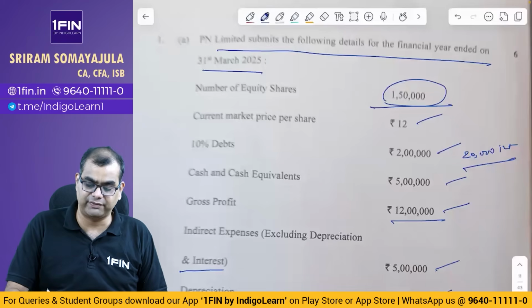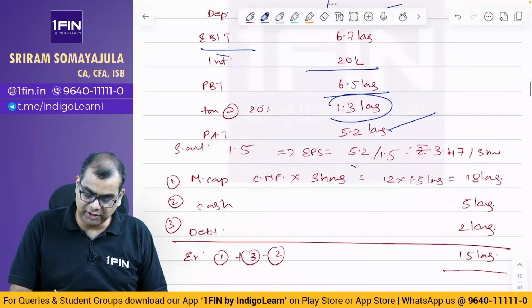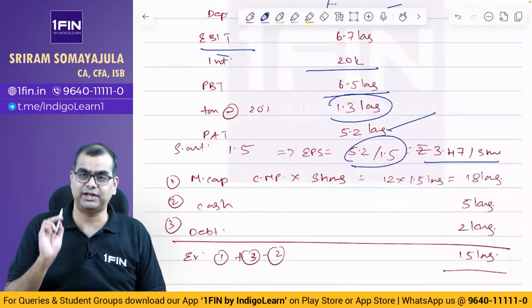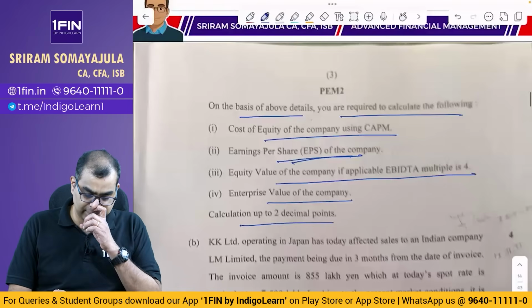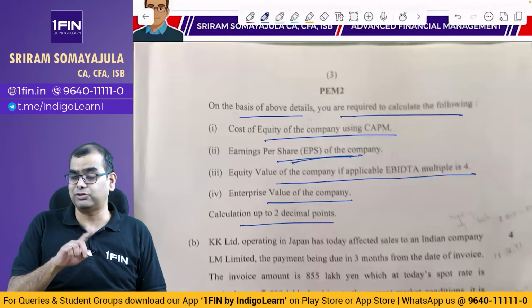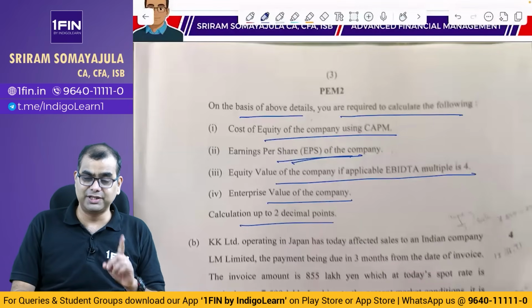Number of equity shares is 1.5 lakhs. So 5.2 by 1.5, you basically get 3.47 as your EPS. So 3.47 is the EPS. Okay. Then they said equity value of the company, applicable EBITDA multiple. So they're asking equity value. They're not asking you enterprise value. Okay. Please be very careful.